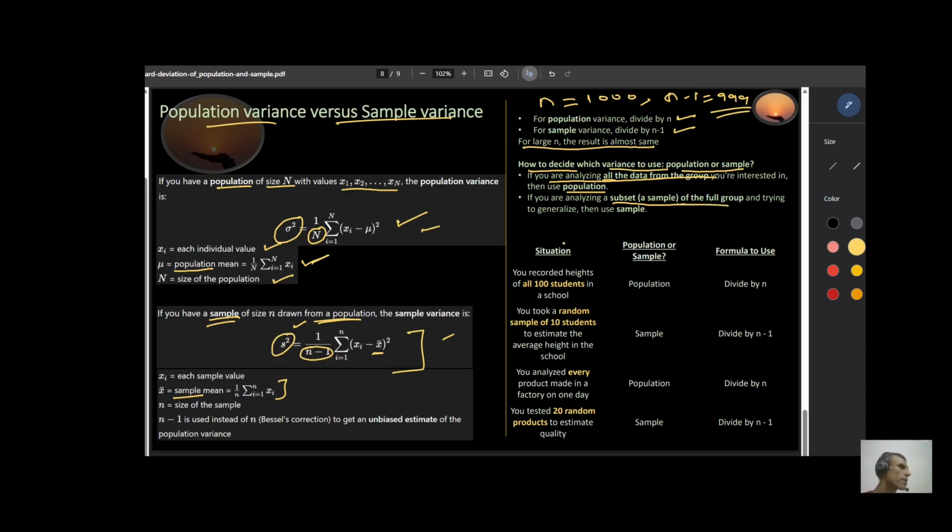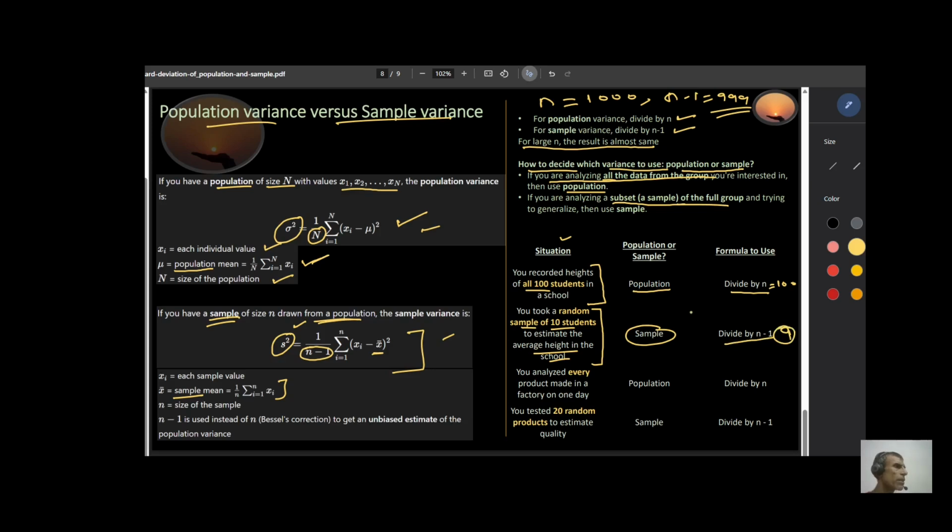Okay, so let's try to understand this through an example. Situation: you record the heights of all 100 students in a school. Let's say in that school there are only 100 people, and you record all the heights. In that case, you're working with a population, so you're going to divide by N, which is 100. On the other hand, if you're working with the same school and you took a random sample of 10 students to estimate the average height in the school, you're not taking the whole population. In that case, you're working with a sample, so you're going to divide by n minus 1. In other words, you're going to divide by 10 minus 1, which is 9.